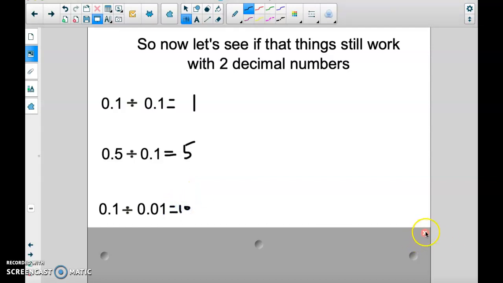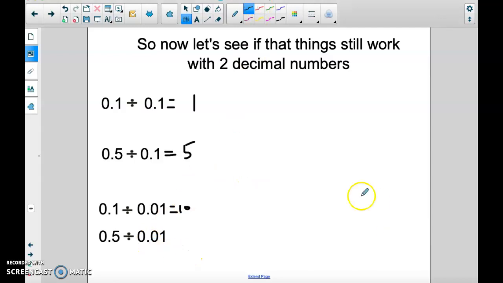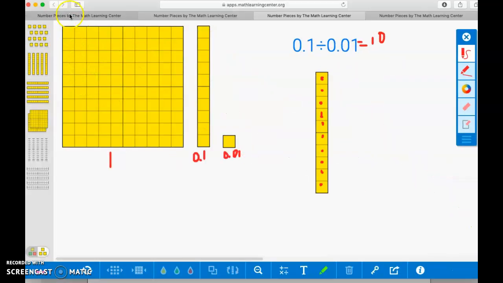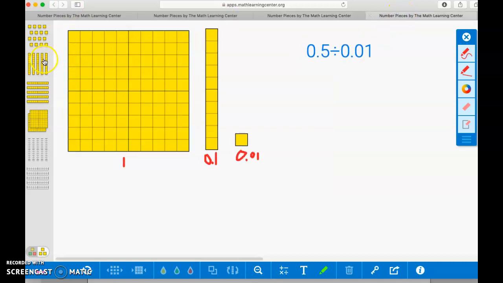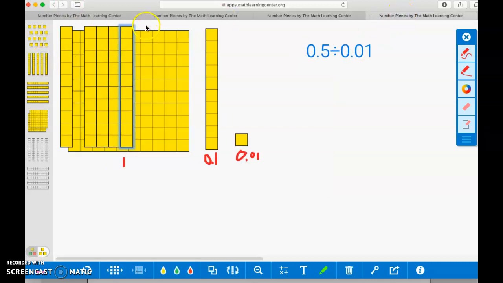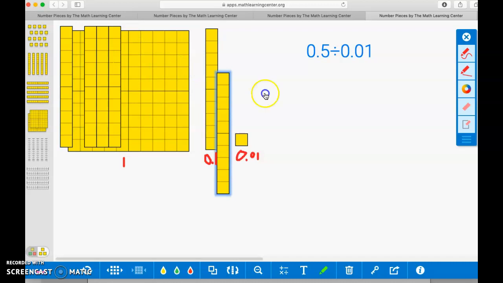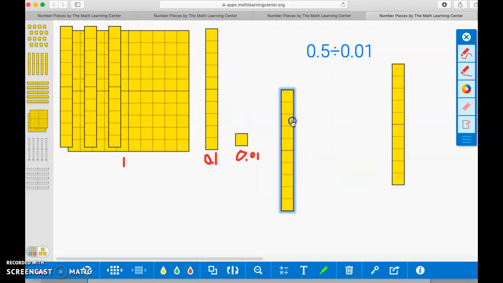Any guesses on what the answer to this one would be? Let's prove it real quick. I start out with 5, yeah. Oh, that didn't work.